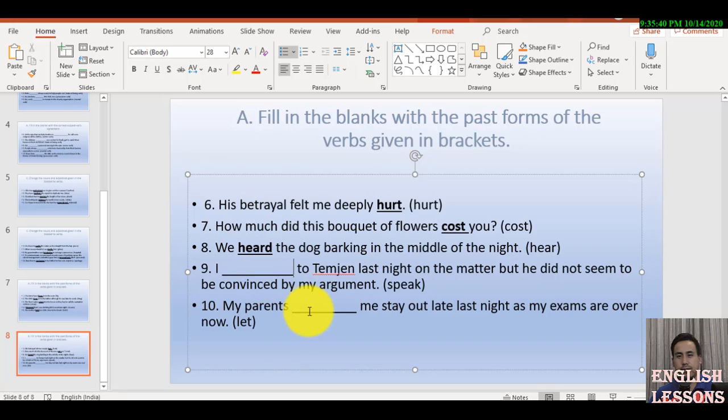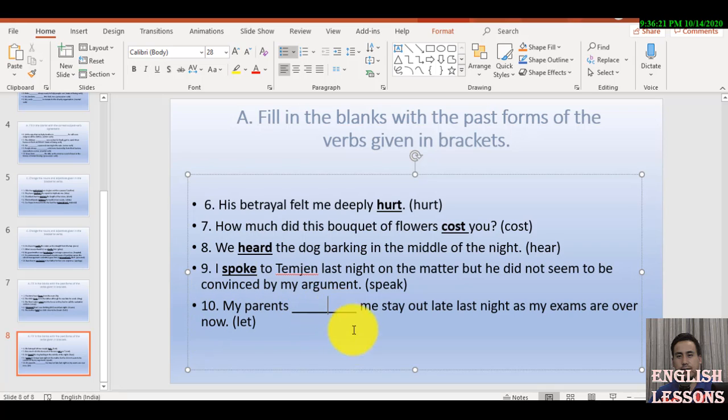Let's look at question number 9. I speak to Temujin last night on the matter, but he did not seem to be convinced by my argument. Speak, spoke, spoken. So past form of the verb, second form, not past participle, the second form, spoke. I spoke to Temujin last night on the matter, but he did not seem to be convinced by my argument.